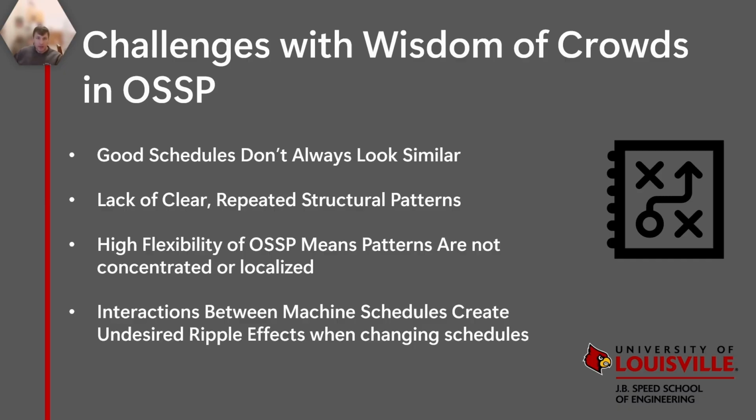But just to formalize it, good schedules don't always look similar. So building consensus doesn't always help directly. Optimal or close to optimal solutions may not exactly look similar, and so they might not have obvious repeated structural patterns. And there are interactions between machine schedules, and changing these machine schedules can cause ripple effects that change the runtimes of other machines. Those aren't always obvious to see as well.